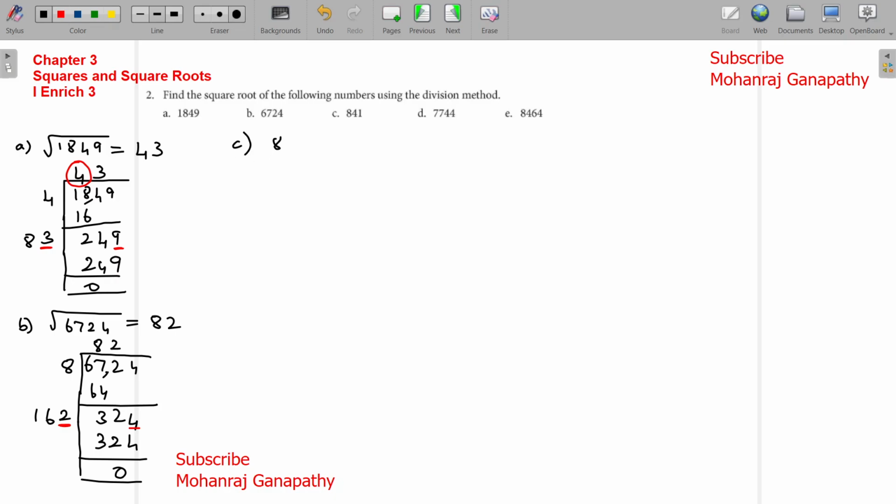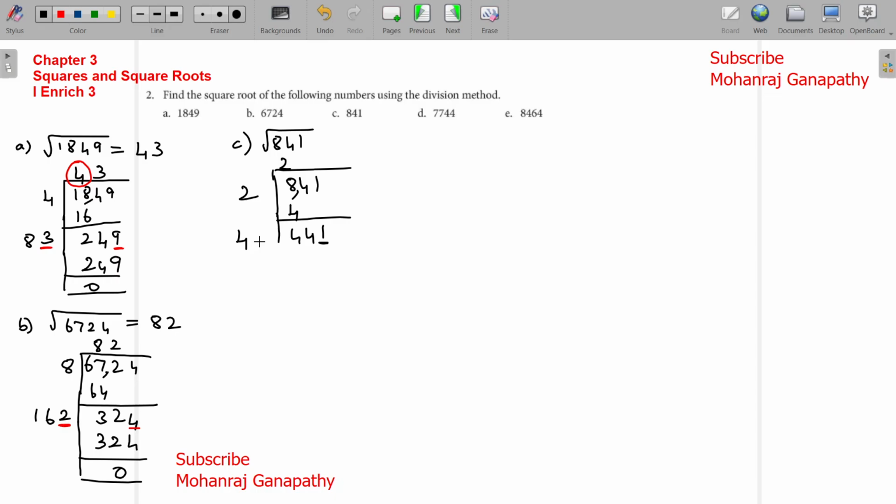C. 841. 3 3s are 9. It exceeds 8. We can try with 2. 2 2s are 4. Remainder is 4. Bring down 41. 2 2s are 4. Now try with 9. Last digit is 1.